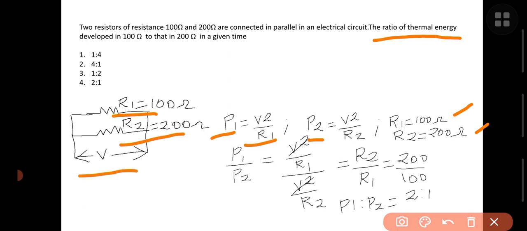Now taking the ratio between P1 and P2, we get P1 by P2 equals V square by R1 divided by V square by R2, that gives R2 by R1. Substituting the values, we get 200 divided by 100. So the power ratio P1 is to P2 is equal to 2 is to 1. So the correct answer for the question is option 4, 2 is to 1.